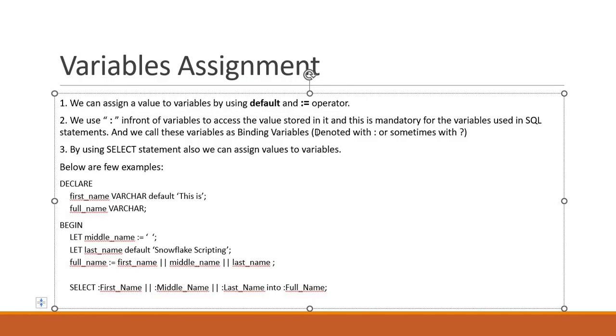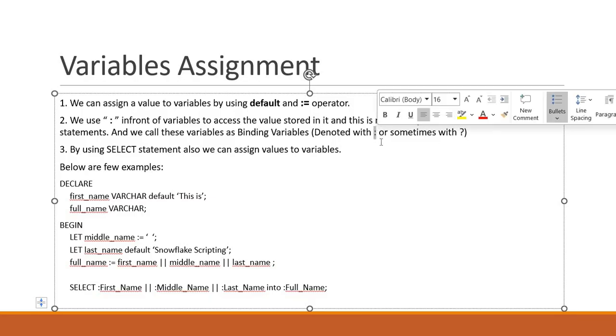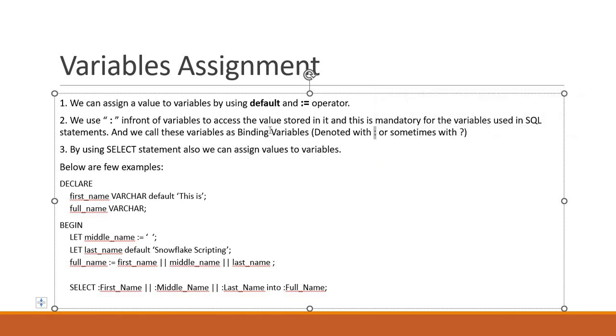Okay, so what are the variables denoted with this colon symbol, or sometimes we access the variable values by using this question mark symbol as well. Whatever variables we access by using this colon symbol or question mark symbol, we call them binding variables. While explaining the programs, I will come to this point again and show you. So how we can use these binding variables inside the Snowflake stored procedures.